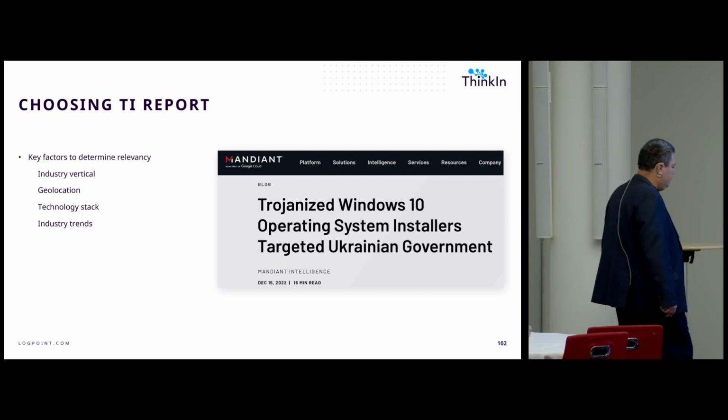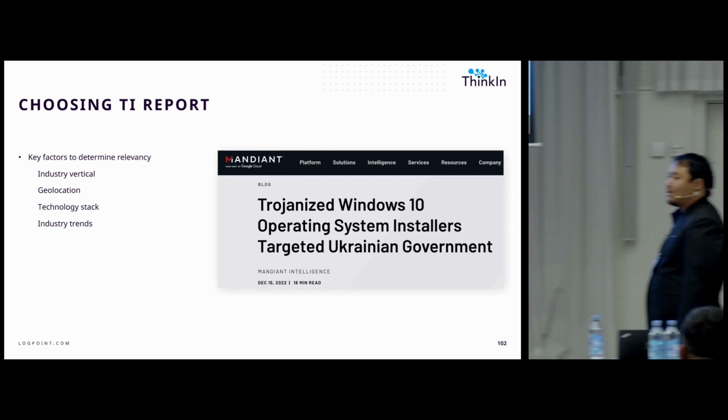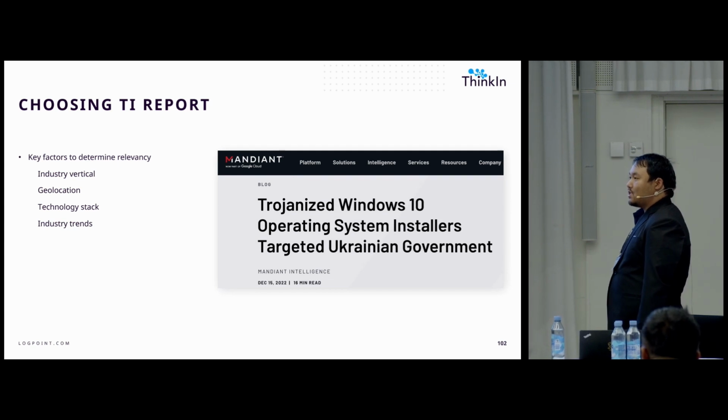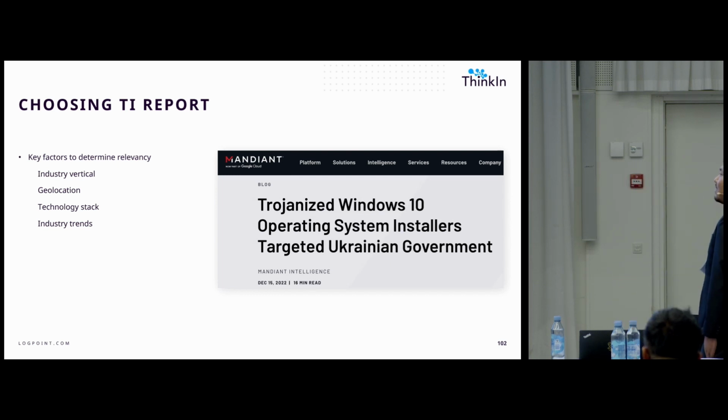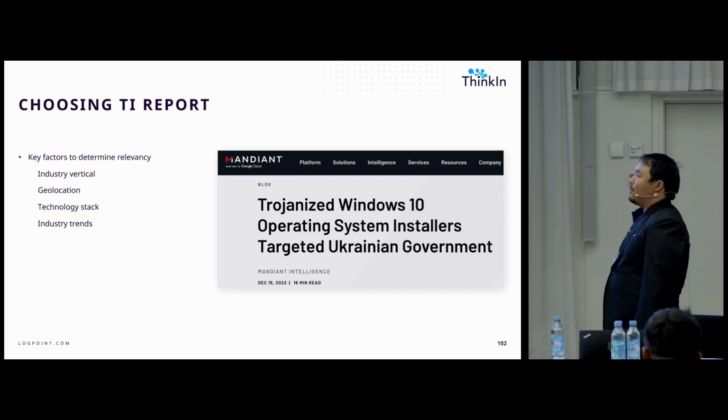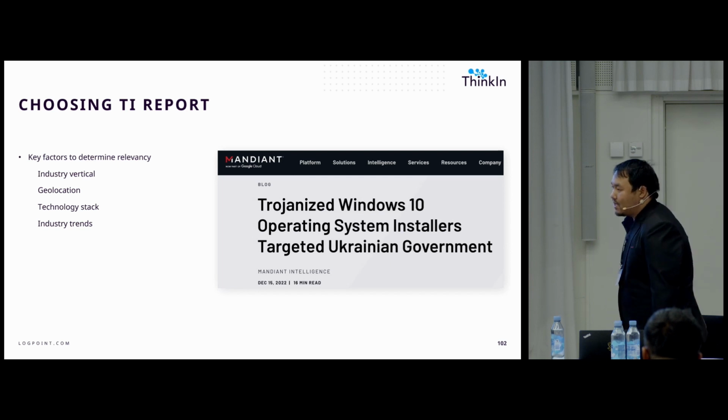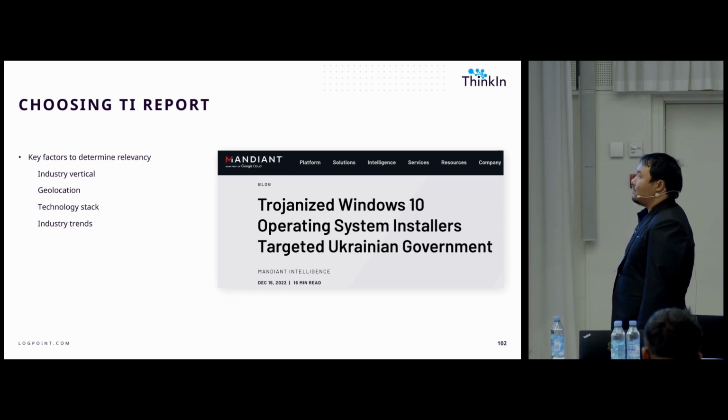First step is choosing a suitable TI report so that you will get maximum ROI from your hunting, so that you will not waste your time doing unnecessary hunts or hunts that do not give you much value. So what are the criteria? One of the best criteria you can use is industry vertical. If you are in finance, commerce, or insurance, you just look for threats that are targeting your industry vertical, because there is a high chance that those same threats will be attacking you as well. Another one is geolocation, just like Ukraine.